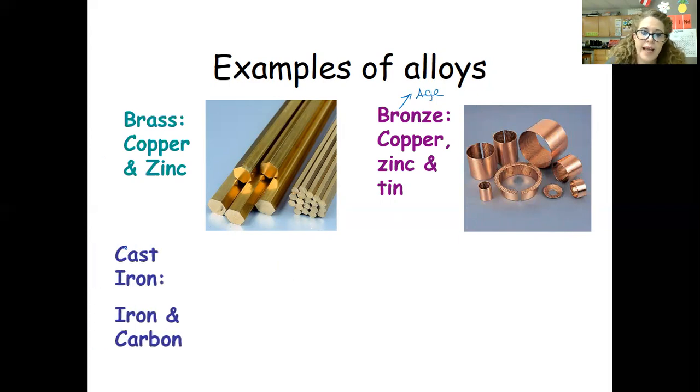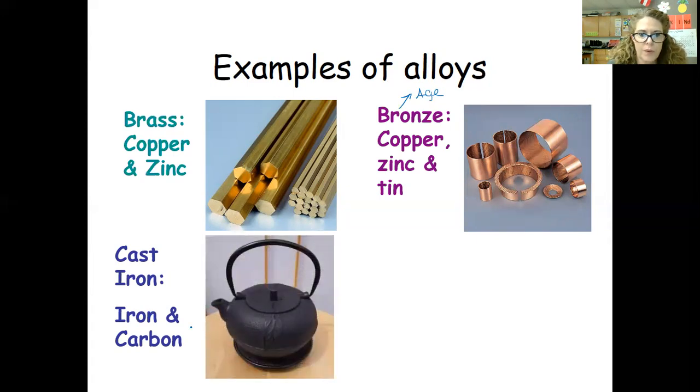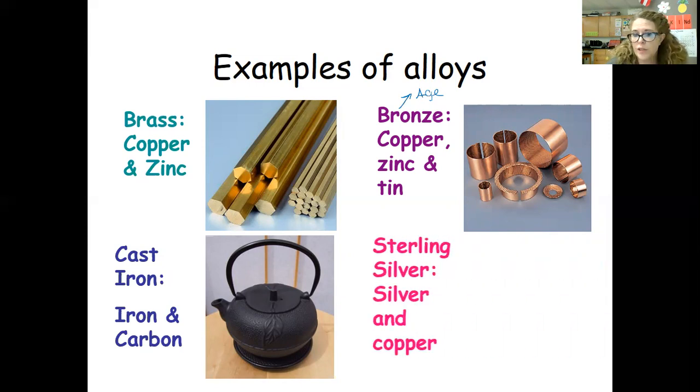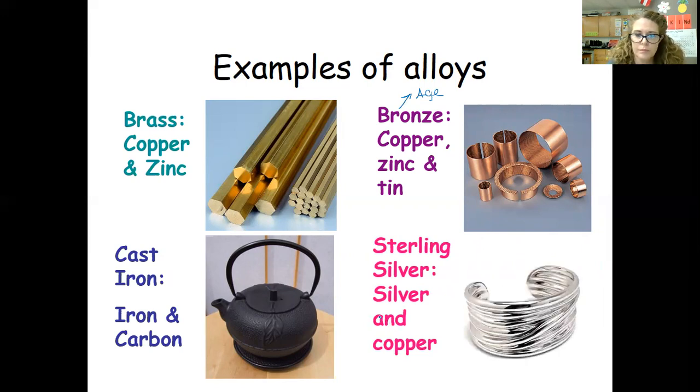And now we have cast iron, which is not the same thing as just pure iron. Cast iron is a mixture of iron and carbon, right? So cast iron cookware conducts heat really well, retains heat really well, very durable, excellent cooking. I love my cast iron pans. We have sterling silver, which is a mixture of silver and copper. All right, so then that's going to sum up our alloys.